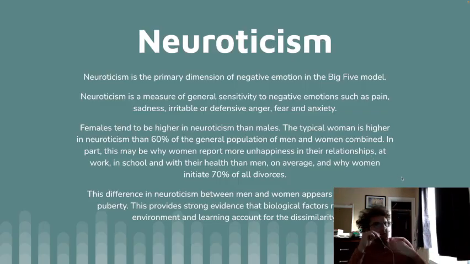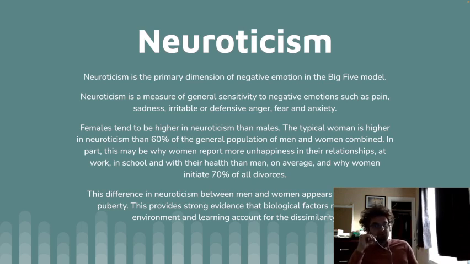Last one, OCEAN. Neuroticism is the last one. Neuroticism is the opposite of extraversion. It's your primary dimension of negative emotion in the Big Five model. So things like pain, sadness, irritability, defensive anger, fear, and anxiety. Again, with this one, women are more neurotic on average than men, and there are again very practical reasons for that. Ask any girl what it's like to go out on a Friday night in a dark bar or just at night. It can be really scary, I imagine, for some very biological reasons.